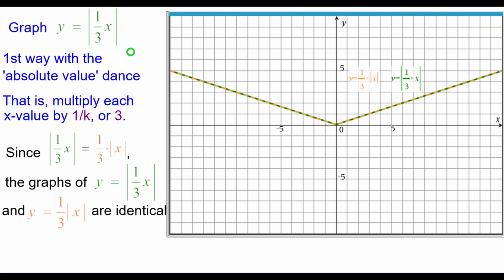And also I'll point out, since the absolute value of the quantity 1/3 x is the same as 1/3 times the absolute value of x, those graphs are identical. And one is in orange and one is in green.